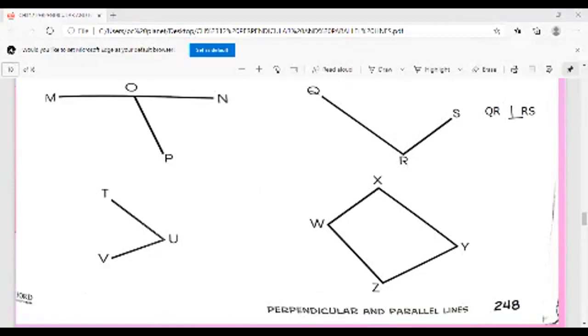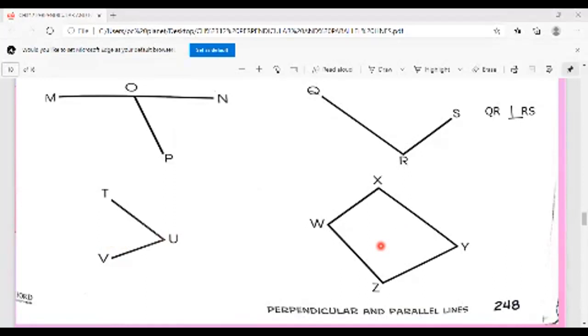Now for figure B, I think I don't even need to explain, but I'm explaining you. Can you see a perfect right angle in this picture? No, because the line is a little bit moved inside. It is an acute angle. So there is no right angle in it. So these lines are not perpendicular.